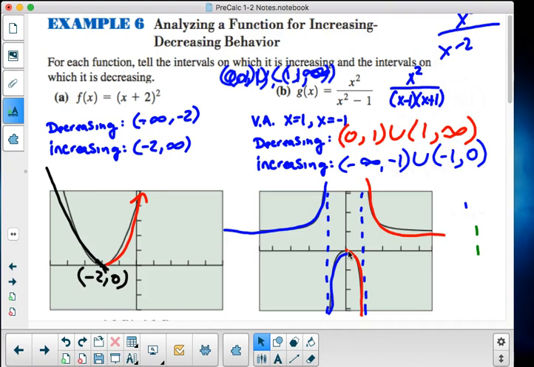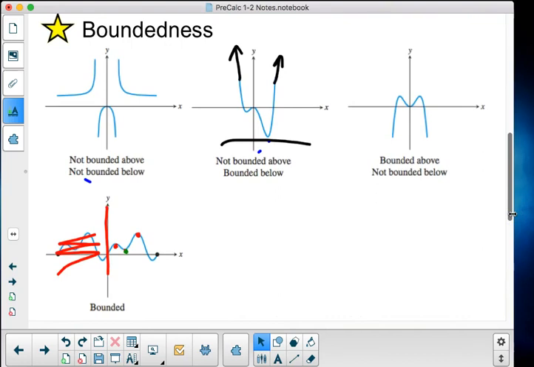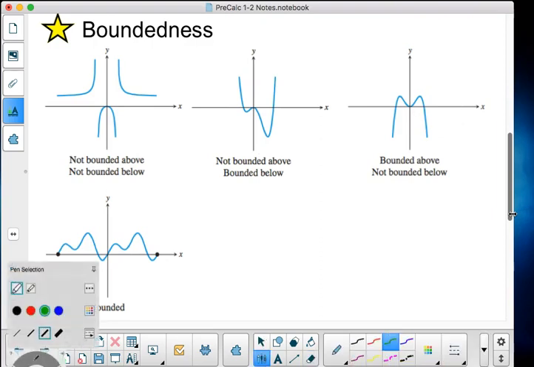Now, boundedness. When I'm looking at boundedness, what do you have? Yep, go ahead. Okay, thank you, sir. No, that's right. Okay, so we have boundedness. Not bounded above, not bounded below, because there are no restrictions. This keeps going up here, that keeps going down here. Okay, not bounded above, they keep going up, but it's bounded below.